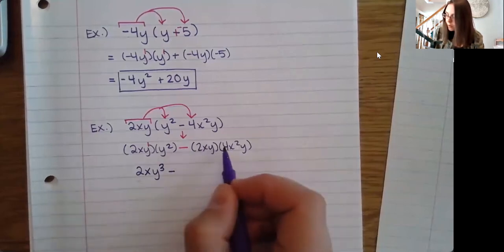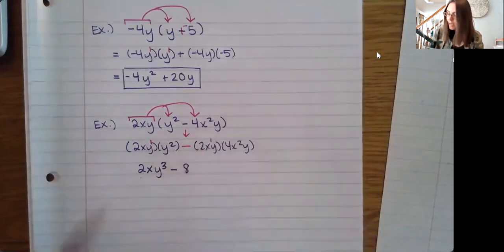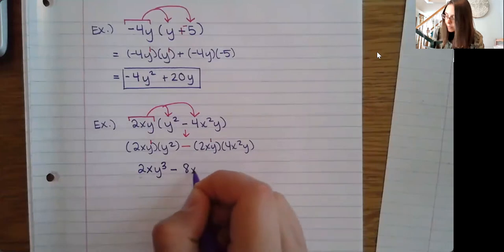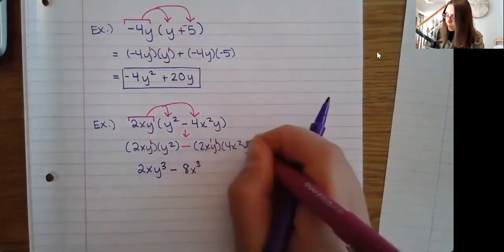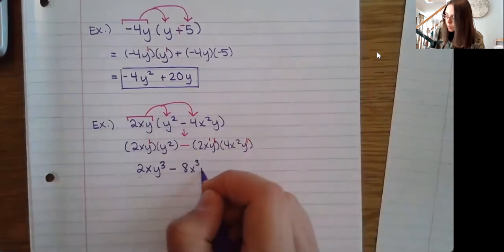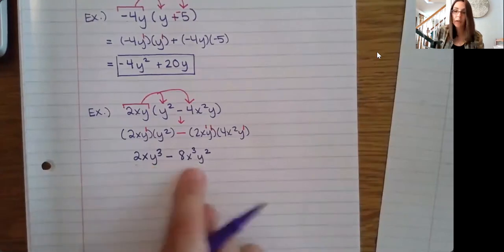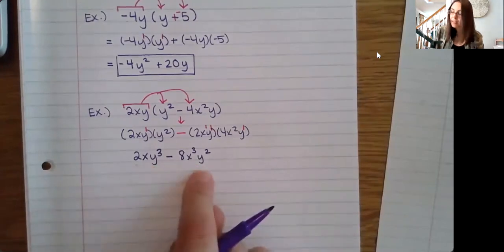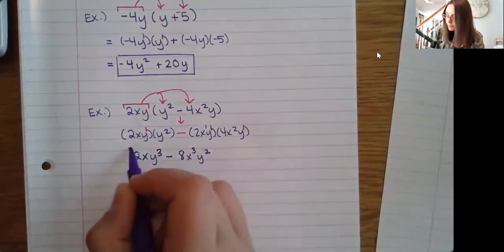2 times 4 is 8. Now here I have x to the first power and x squared, so that would be x to the third power. 1 plus 2 is 3. And then here, y to the first and y to the first. 1 plus 1 is 2, so y squared. Now I'm going to check: these are different types of variables, right? I guess they're both the same variable, but to different powers. So they're unlike terms. So we are done.